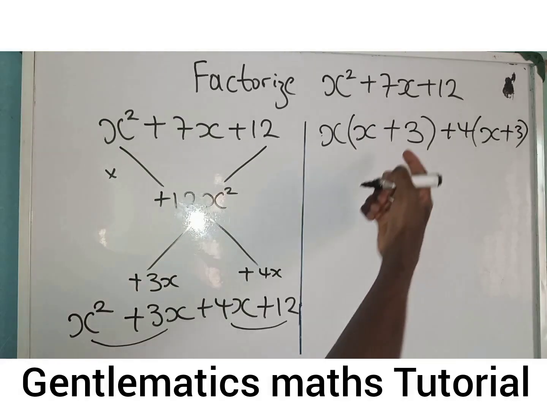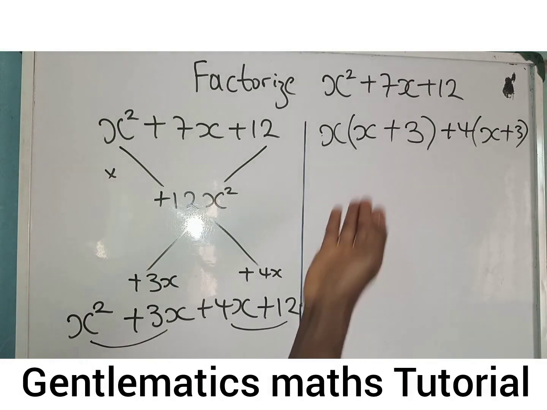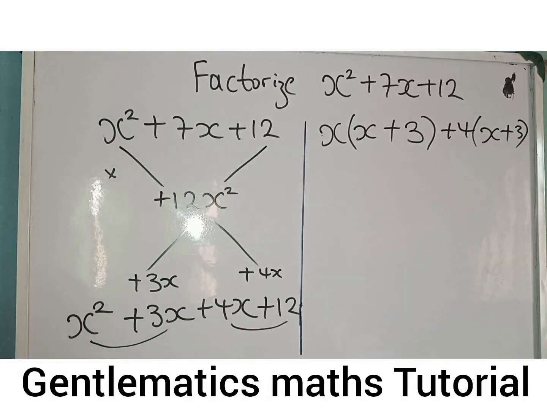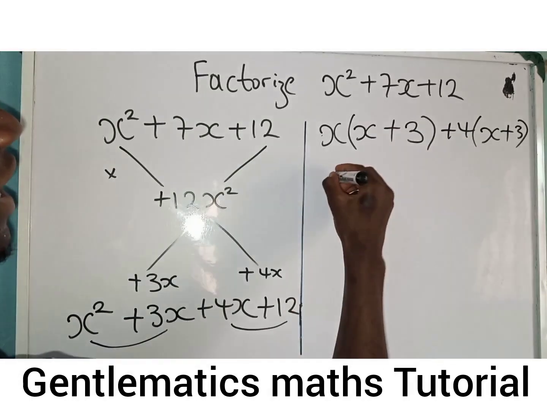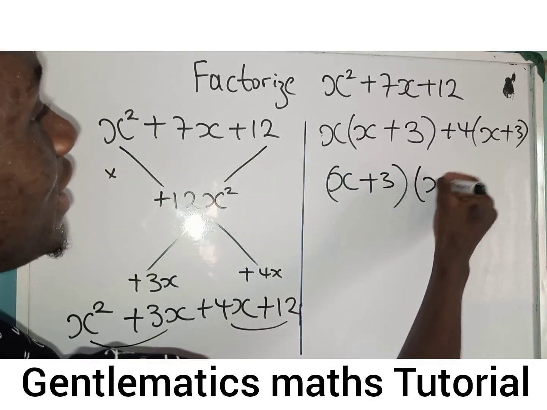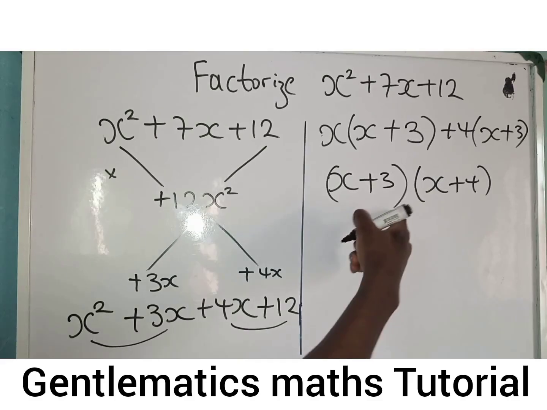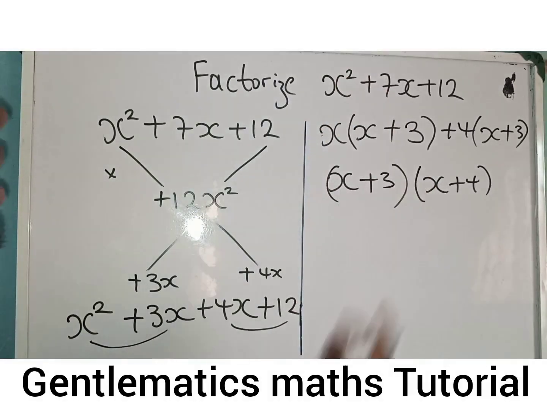Notice that what we have in the bracket are the same. So whenever you're factorizing any factorizable equation or expression, what is left in the bracket must always be the same. So finally now, what is common to this expression? x plus 3 is common to both of them. What is remaining here? x. What is remaining here? Plus 4. So this becomes the answer to this question. When you factorize this expression, you get x plus 3 bracket x plus 4.